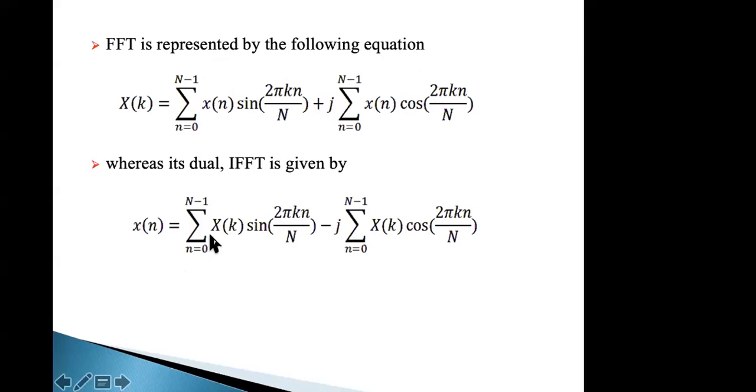There is a difference in the second equation. Actually, it is k equal to 0 to n minus 1 in the IFFT equation, not the n. There is a printing mistake. The first equation is n equal to 0 to n minus 1.